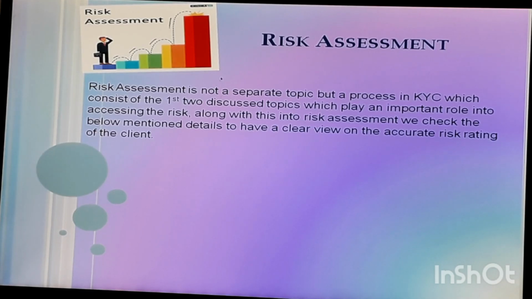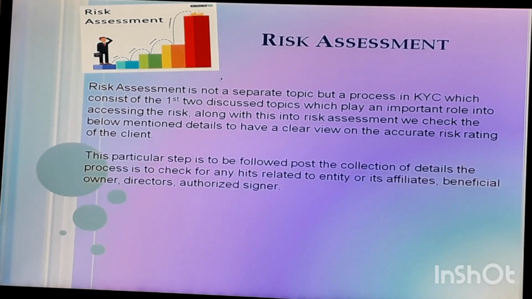So the first topic was the client identification program. Once we identify, then we dig deep down into details, we verify, and once we have verified, we then come to assessing the risk. How the risk is assessed is mentioned below. As I said, when we collect the key individuals, which are the beneficial owners, the directors, authorized signers, or any entity related to the facing client. The facing client is nothing but the client which has come to us to open a bank account or take our products or have a relationship with the bank.